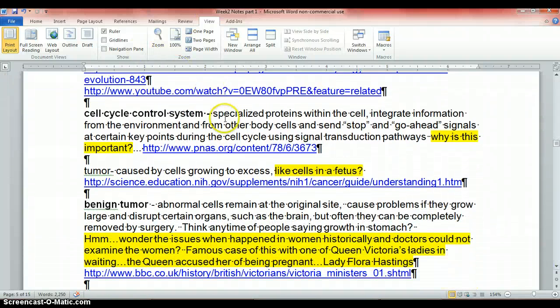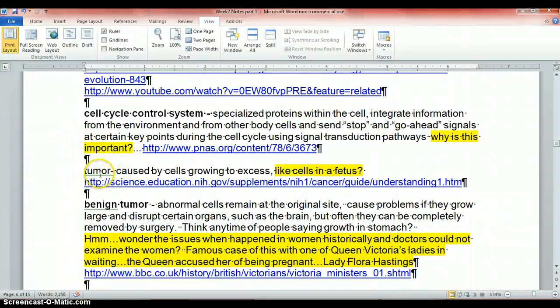Cell cycle control system. So this is specialized proteins within the cell. They integrate information from the environment and from other body cells to send stop and go-ahead signals at certain key points during the cell cycle using signal transduction pathways. Remember our signal transduction pathways? This is basically saying like, hey, go ahead, do the next stage, hey, don't, hey, hang out.